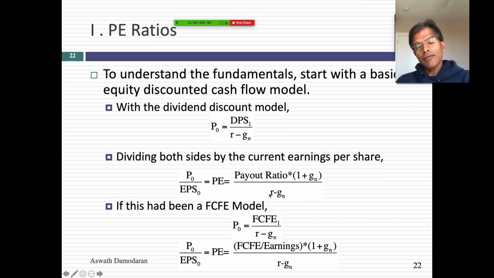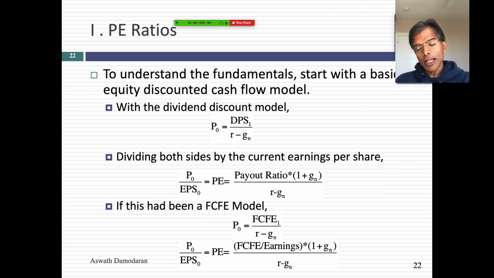If you don't like dividends, because let's face it, companies don't always pay out what they can afford to in dividends, you can replace dividends with free cash flow to equity, and all that will mean is your payout ratio, instead of being the actual payout ratio, will be a potential payout ratio, free cash flow to equity divided by earnings. So the variables that drive PE are payout ratio or quasi payout ratio, growth, and cost of equity.